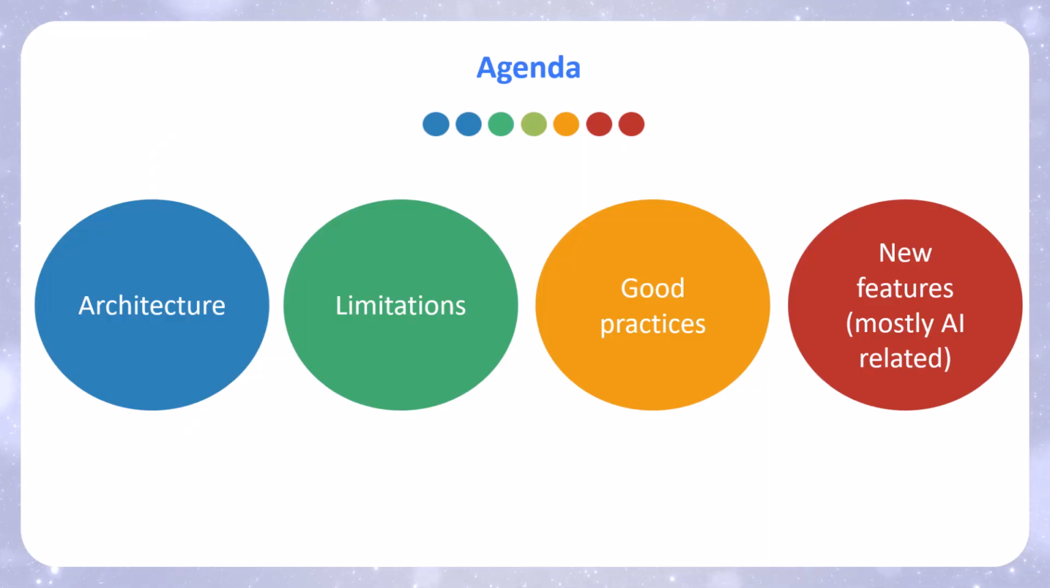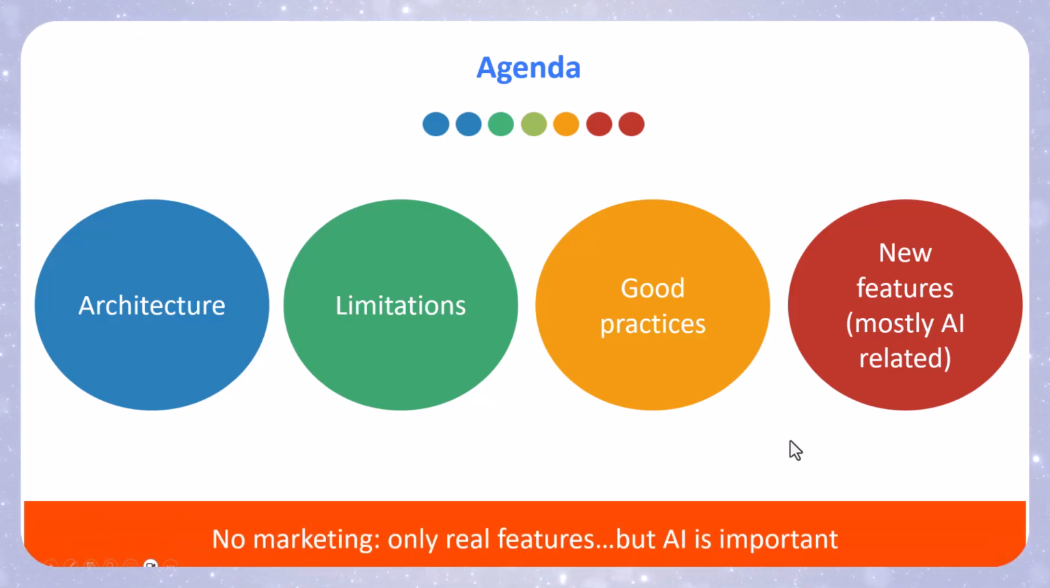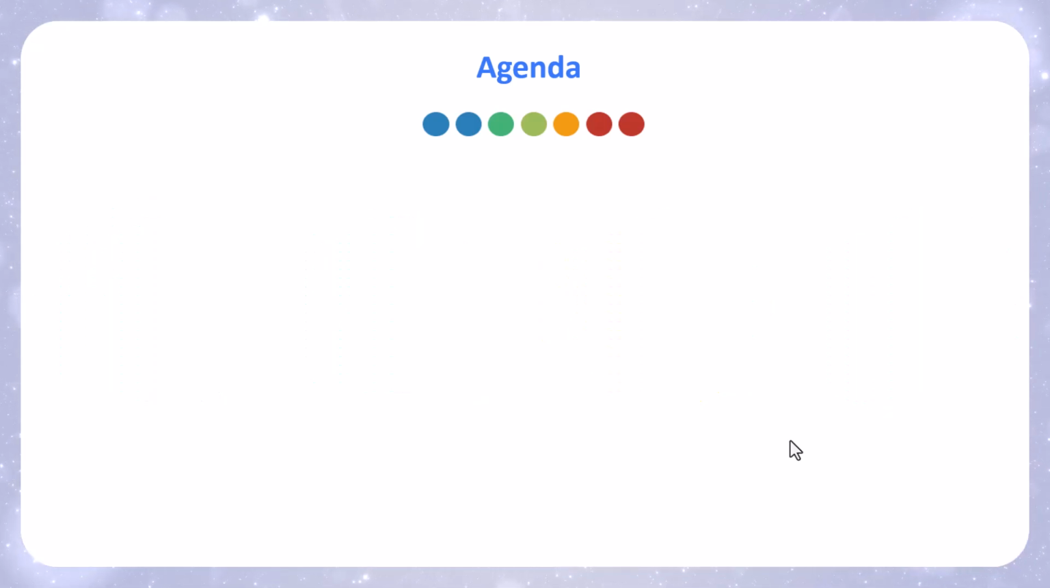So here are the different parts of this presentation. Architecture, we'll discuss some limitations of the tool, good practices, and some new features, mostly AI related. And very important, no marketing in this presentation, only real features. But of course, AI is important.